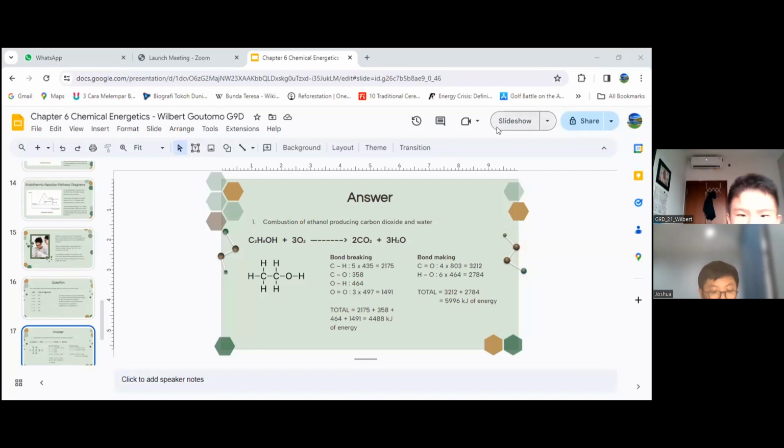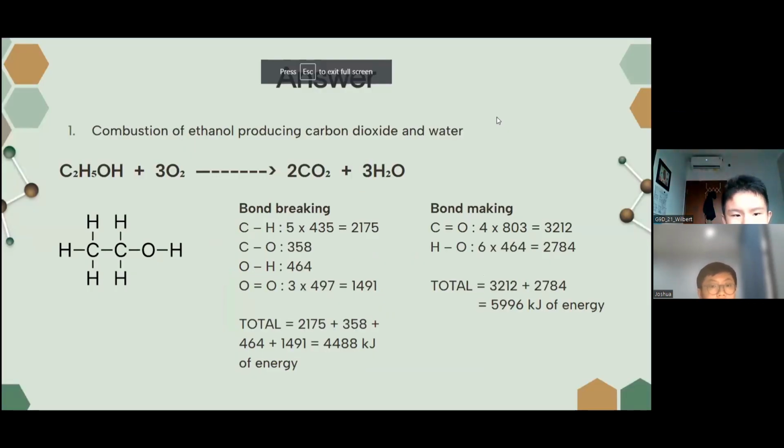Okay, so the answer for number 1 is C2H5OH plus 3O2 equals 2CO2 plus 3H2O. So the bond breaking process: CH equals 5 times 435. I get the 5 from the H5 here. And it equals 2175.